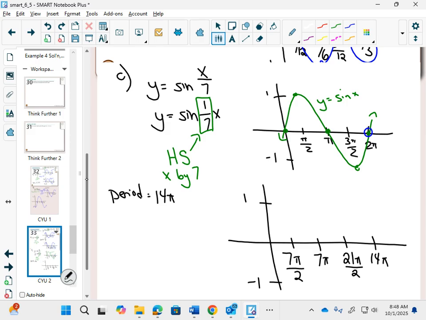And then we have a sine graph. A sine graph starts in the middle, going up, so we start in the middle, then we go to maximum, then to middle, then to minimum, then back to middle.